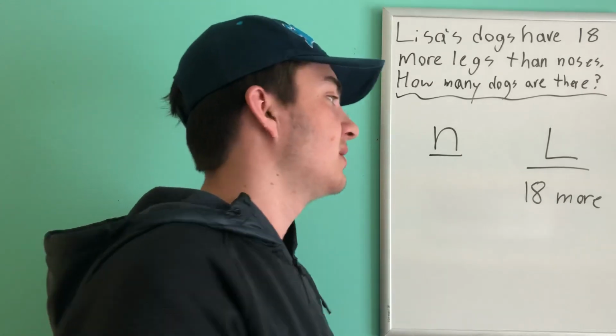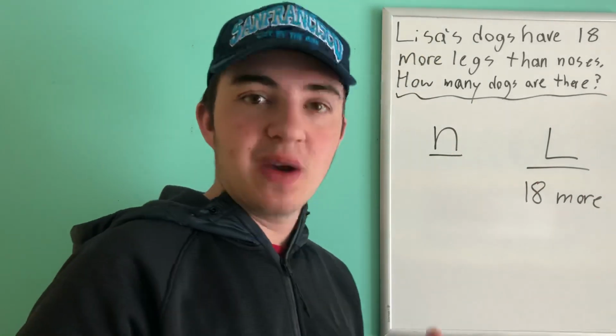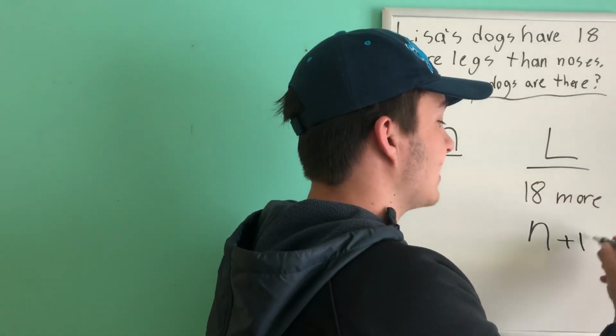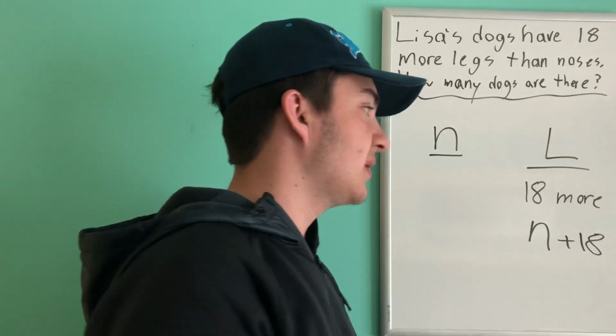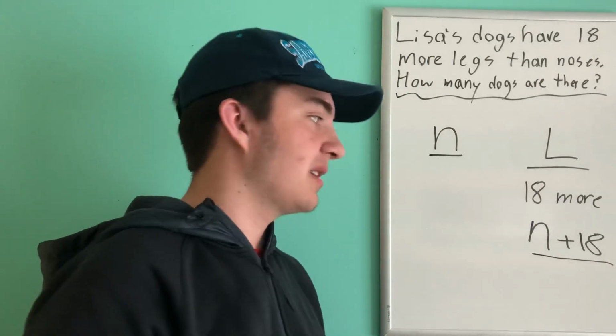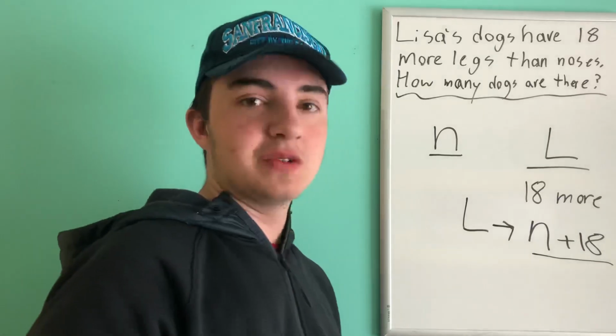mathematical, right? So if it's 18 more, that means you add 18. So that means you add 18 to the number of noses, right? That makes sense. So that's a bit clearer. The amount of noses plus 18. That's how many legs we have. So the amount of legs is the amount of noses plus 18.